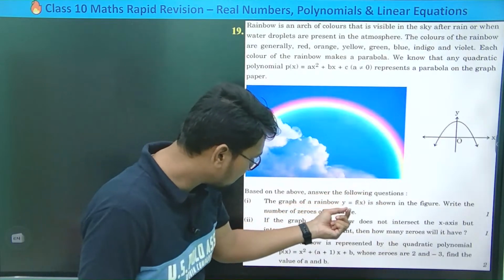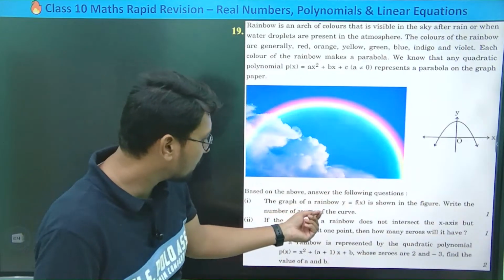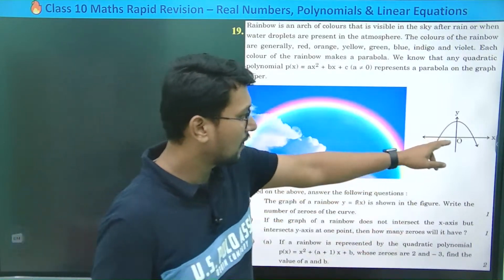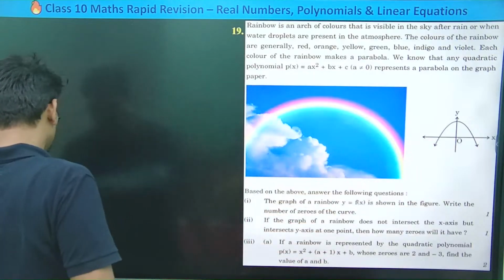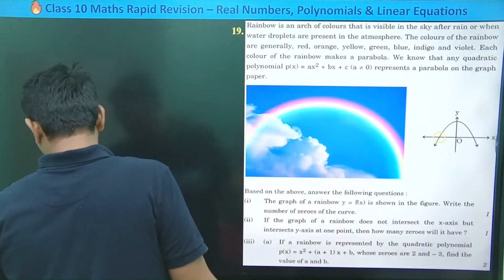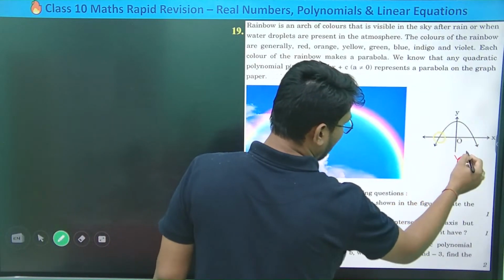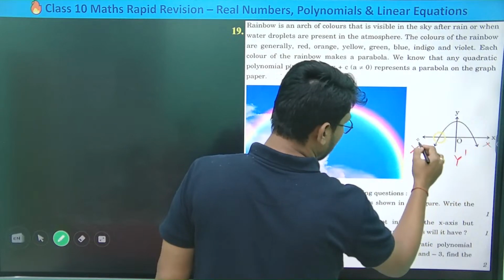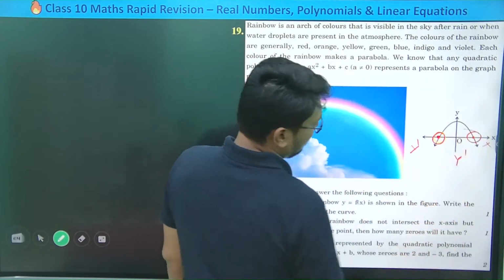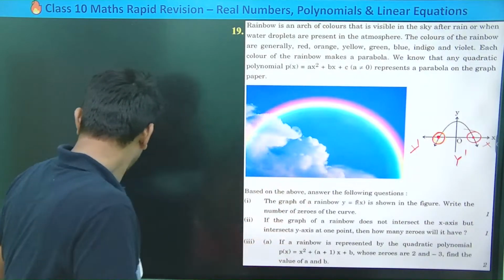The graph of the rainbow y equals to f of x is shown in the figure. Write the number of zeros of the curve. How many zeros are there? Why 2 zeros? It is intersecting the x-axis. This is the y-axis, y dash, and this is x dash. It intersects the x-axis at 2 points. Therefore, 2 zeros are there.